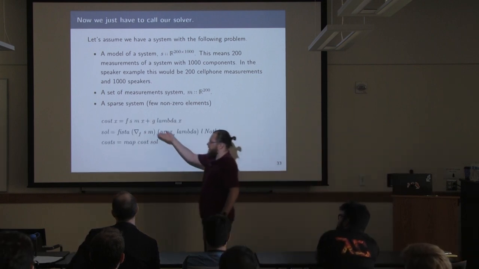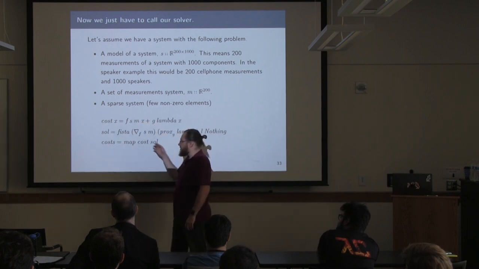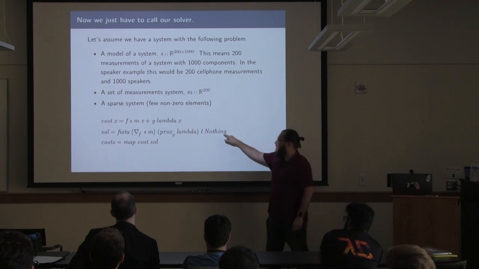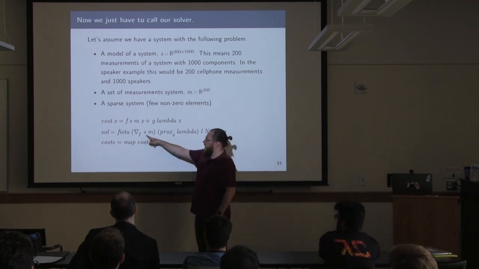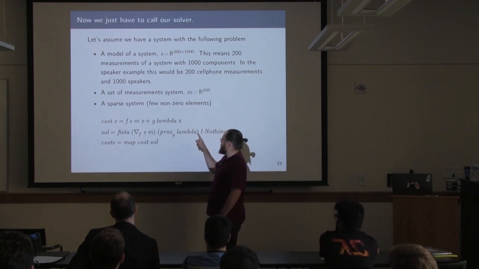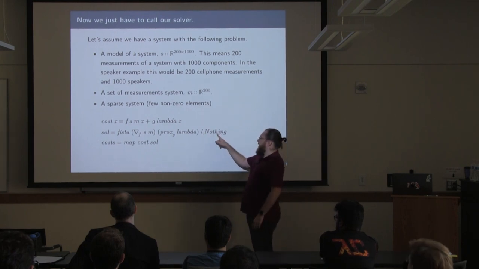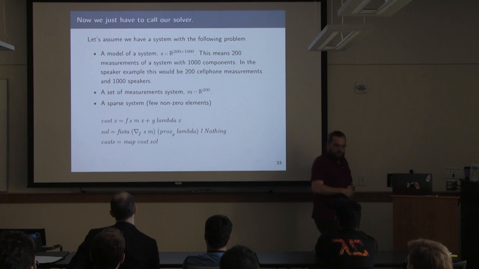If we want, we can generate the cost function and a list of costs. But really, what we're just going to do is call our solution, our FISTA, by putting in the parameters that we want: the gradient step, the proximal step, how big the derivative could possibly be, and what our initial guess was, in this case, zeros.